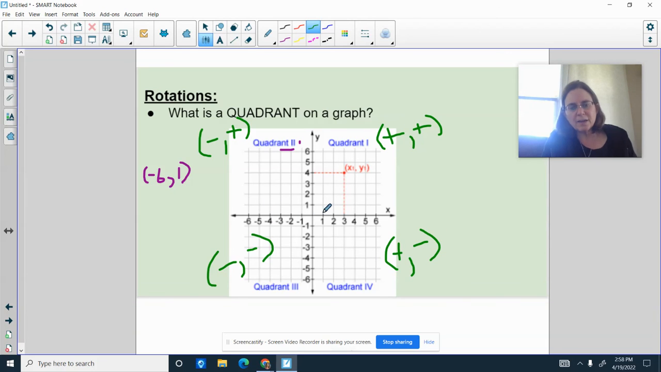And the way I get that is just looking at the graph. If I was going to put a point in the fourth quadrant, I'd need to go over on the X, and all those numbers are positive. And I need to go down on the Y, and all those numbers are negative. So you don't really need to memorize them unless you want to.